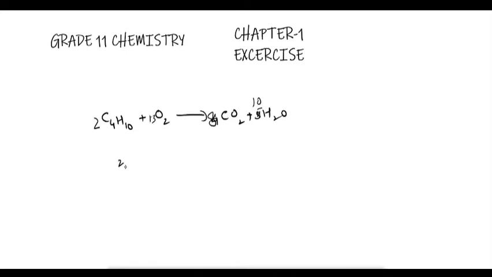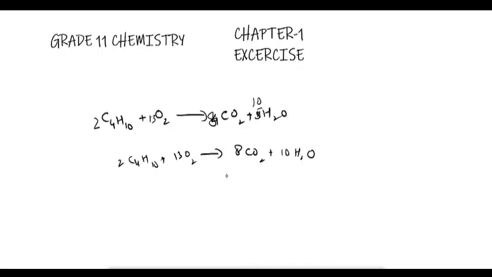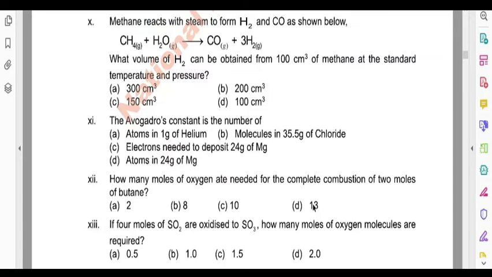So the final equation is 2 moles of C4H10 will react with 13 moles of oxygen to produce 8 moles of carbon dioxide and 10 moles of water. The question is, how many moles of oxygen are needed to complete combustion of 2 moles of butane? You can see that 2 moles of butane will react with 13 moles of oxygen to completely convert into carbon dioxide and water, and we have 13 here, so D is the correct option.